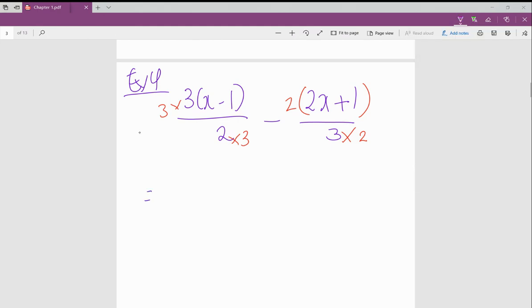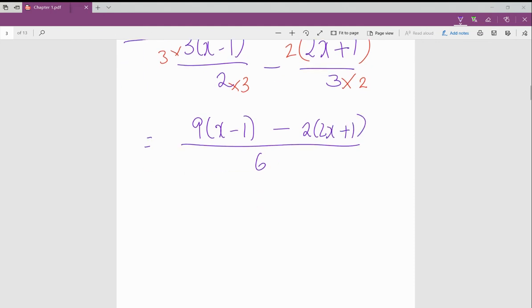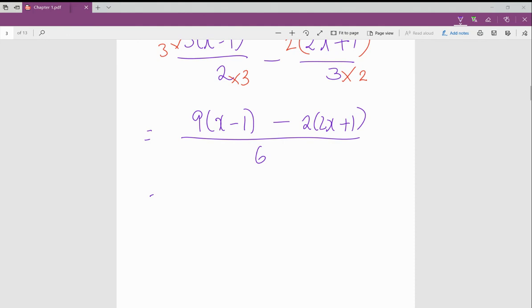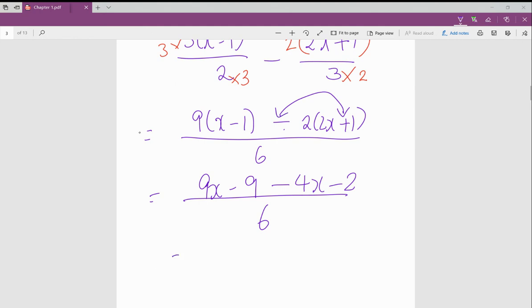So what will happen is that the denominator is 6, no change. So 3 times 3 is 9, x minus 1 minus 2, 2x plus 1. Once you get to this stage, the rest is quite simple already. I'm going to divide it by 6. This becomes 9x minus 9 minus 4x minus 2. Remember the negative and the positive. This negative and positive, the sign will change to negative. And the final answer is just 5x minus 11.